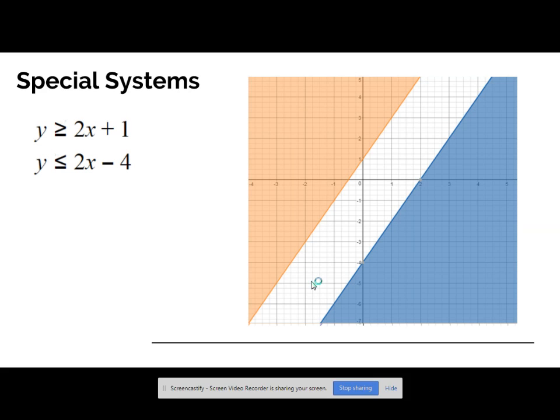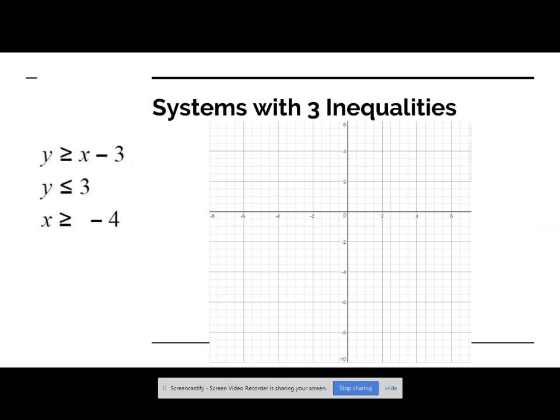Another way it could happen is that there are no solutions. If one's shaded above and one's shaded below, now there are no solutions. So it is possible to have parallel lines that do not have solutions. It's also possible to have two parallel lines that do have solutions. So really that shading is important. You can't just assume that the special system will not have a solution. It might not. So be careful with parallel lines that are inequalities. Don't assume that there's no solution.